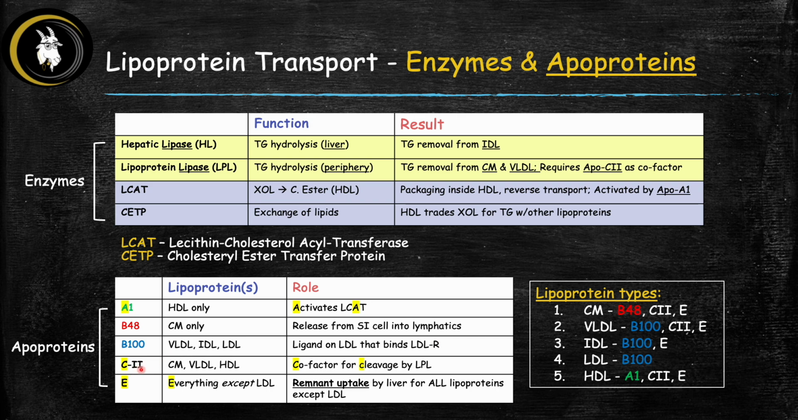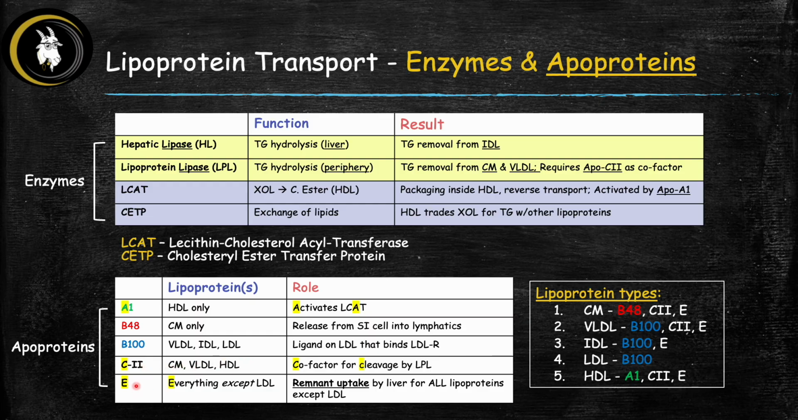Next one is ApoC2. That one's on chylomicrons, VLDL, and HDL. The reason we have it on chylomicrons and VLDL is because it's the cofactor for the cleavage of triglycerides by lipoprotein lipase. So it needs to be on these two to be able to activate lipoprotein lipase. The reason it's on HDL is because HDL is actually the thing that donates ApoC2 to chylomicrons and VLDLs. So that's why ApoC2 is present on these 3.